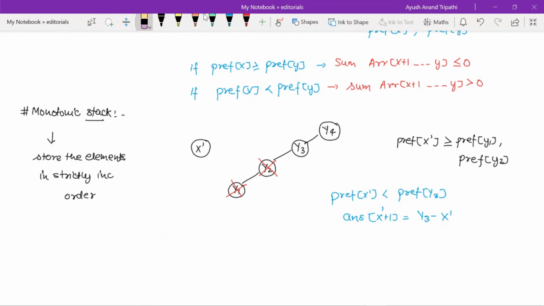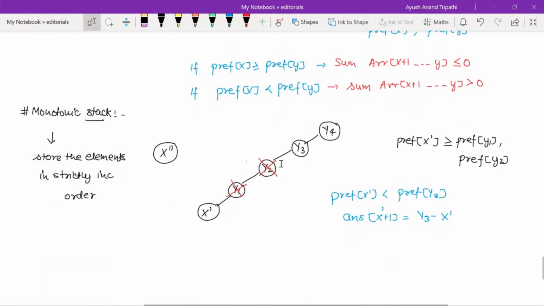Then we'll remove this y1 and y2, and we'll add the x1 here. We'll store the elements in strictly increasing order, right? And let's say we got an element x dash. In this case, assuming that the prefix of x double dash is greater than or equal to the prefix of x dash, then this x dash is not helpful. And at the same time, you can also claim that this one and this one are also not useful. So that's why we have removed them. You can try to run the given example by yourself, but this is the complete logic.